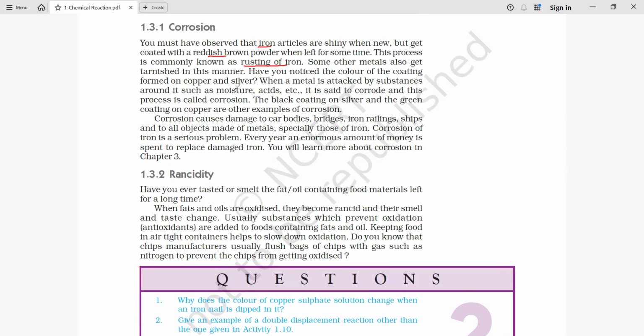And you can put some other layer on it for protection. This is happening due to moisture and acids. When we keep it for a long time, it will become porous, meaning some layers will be loosened from the surface of the iron. This process is again called corrosion. The black coating on silver and the green coating on copper are examples of corrosion.